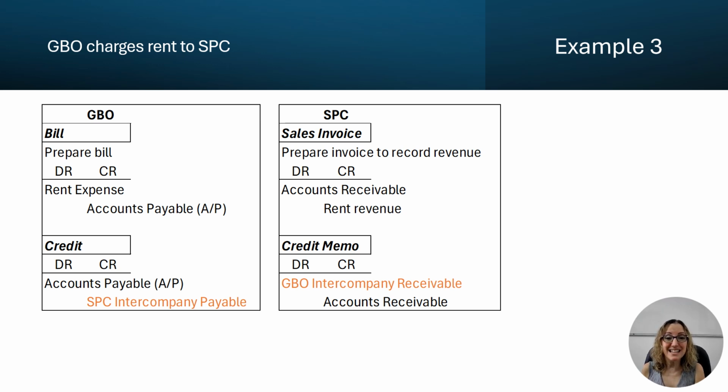On SPC's side, they do a sales invoice because they need to record the rent revenue. So you can see we debit AR and credit rent revenue. Then we also have to do a credit, because again, they're not receiving any money. On the credit, they are getting it out of AR, but they need to debit GBO intercompany receivable. So in both cases here, we have those intercompany receivables and payables that balance.